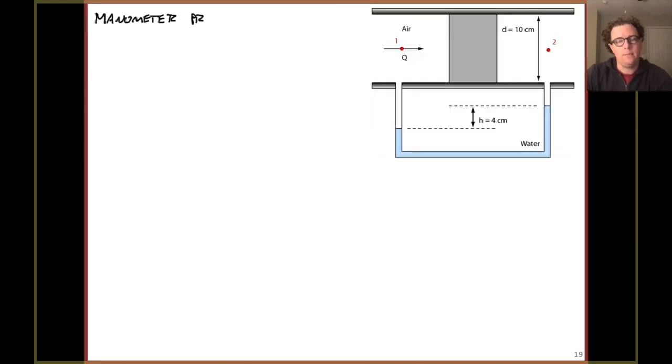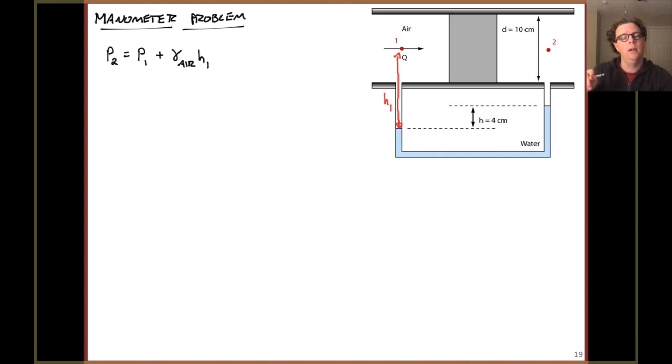So there are two pieces to this problem. The first that we're going to tackle is the manometer problem. You'll recall our strategy for manometers: where we end up, point 2, is equal to where we start at point 1, and then we account for changes along the way as we move through the fluids. So as we move down through the air, pressure would increase by the specific weight of air times h1, whatever height we dropped.